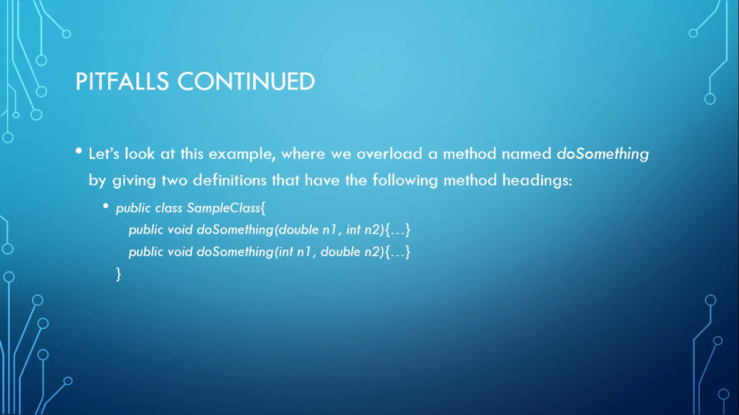So let's look at this example where we overload a method named doSomething by giving two definitions that have the following method headings. public class SampleClass, public void doSomething(double n1, int n2), public void doSomething(int n1, double n2). So you'll notice that the methods are the same, but they have the parameters switched around. Now, such overloading technically is legal. Right? Syntactically, there's nothing wrong with it. But there is an issue present.